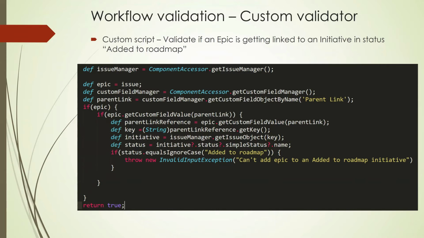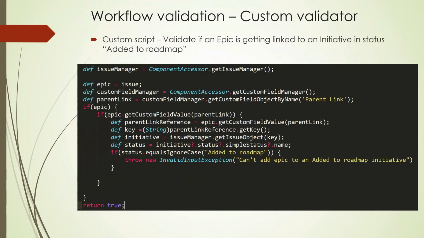This is basically an epic. Get me the custom field object, that is parent link. If an epic is connected to an initiative, then I move ahead in the code. I check the key of the initiative. I use the issue manager to get the status. Basically, first I get the issue object, that is the initiative, and then using the initiative, I get the status. This is a Groovy style of programming where the null check is by question mark dot, question mark dot. So that is basically null checks in Groovy.